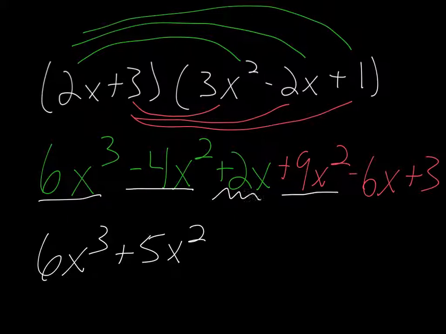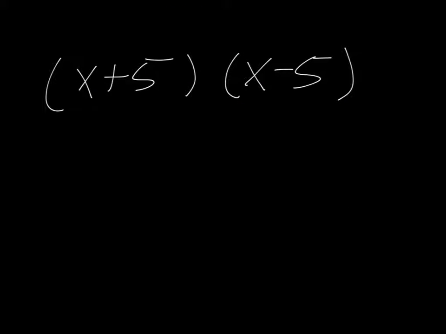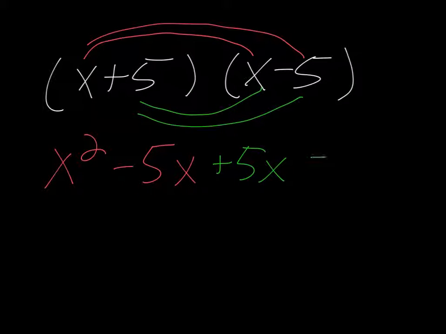And then I got a positive 2x and a negative 6x. 2 minus 6 is negative 4x. And then I've got my 3 to just rewrite because it doesn't have a like term. Number 7 from your quiz was kind of a special case of distributing. We find out that when we distribute our x times x is x squared. We do x times negative 5 for negative 5x. Then when we distribute our 5 times x is 5x. And then 5 times negative 5 is negative 25.